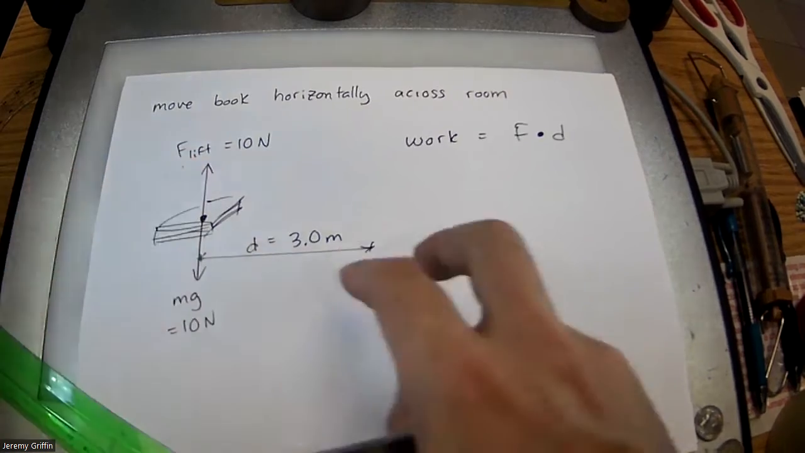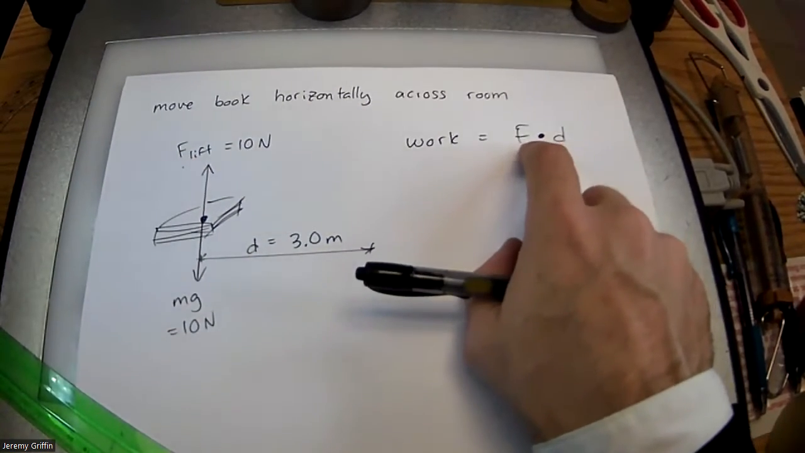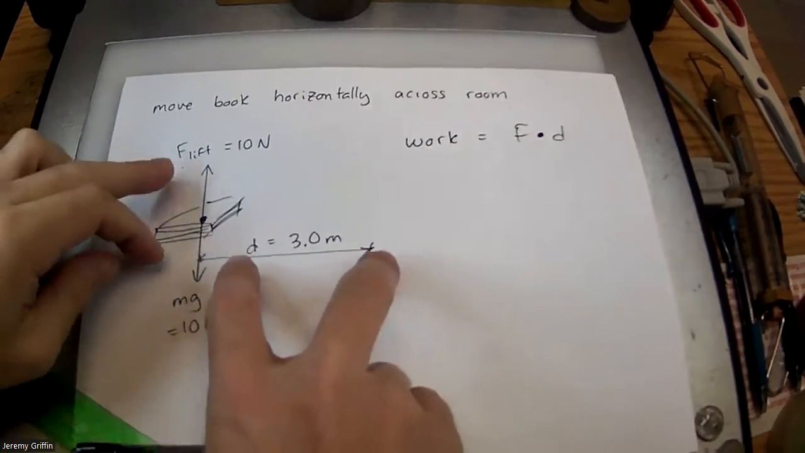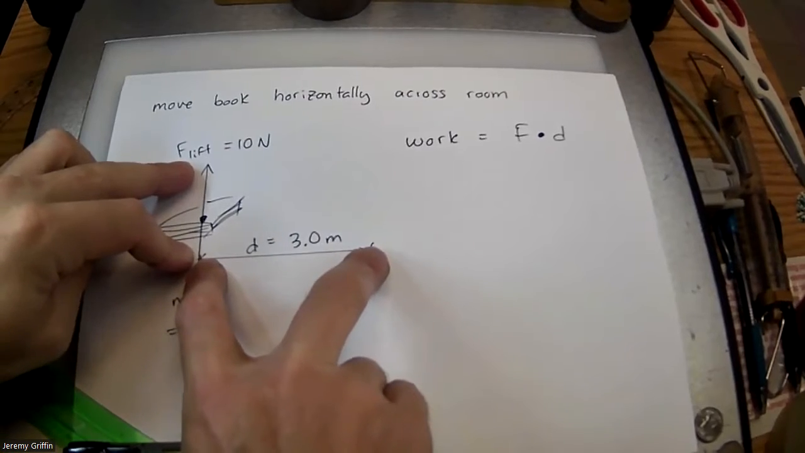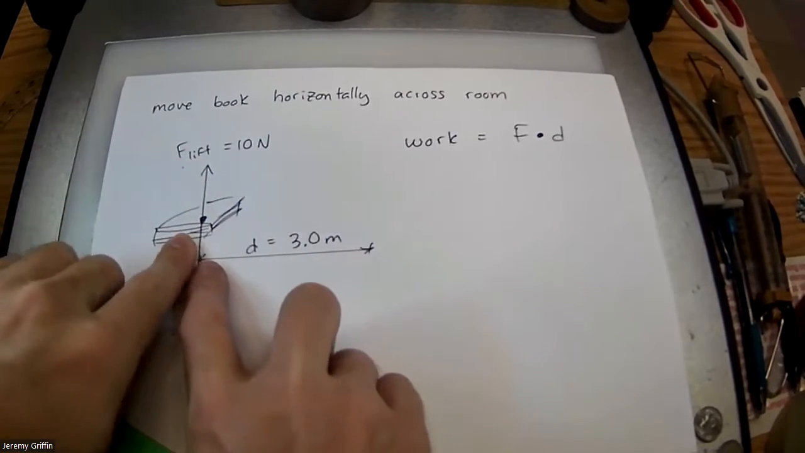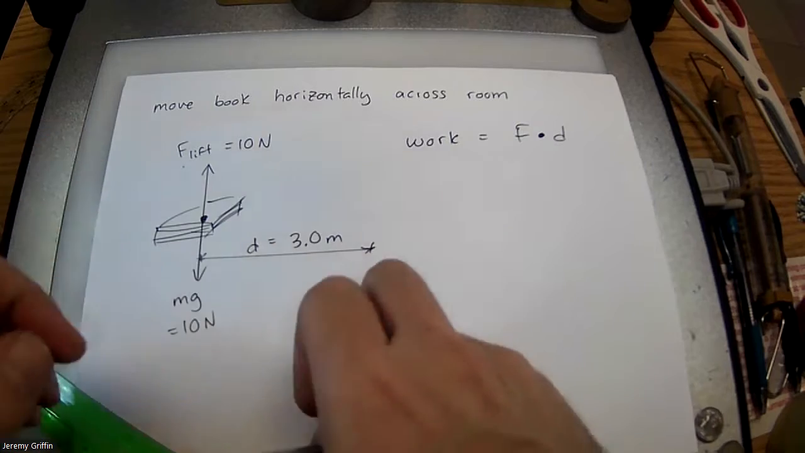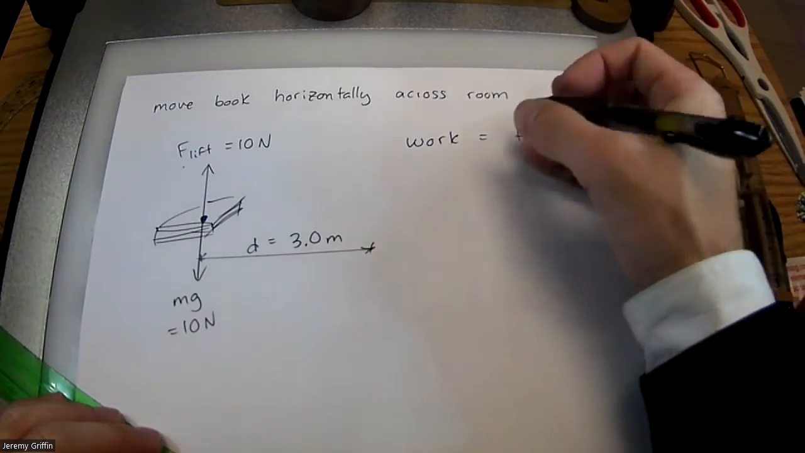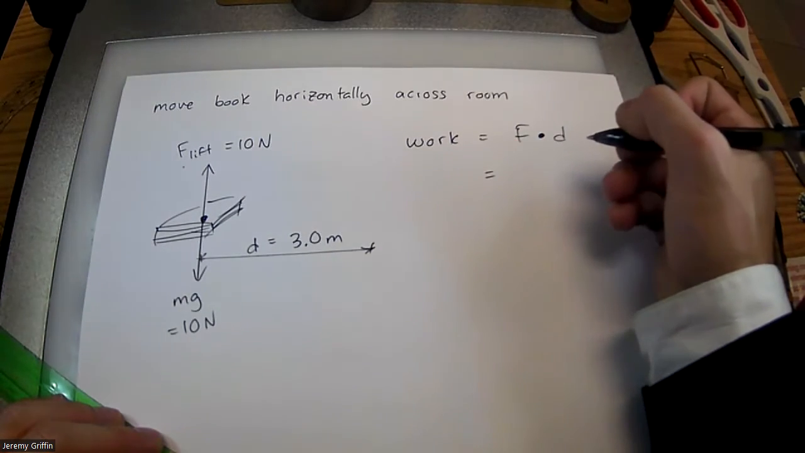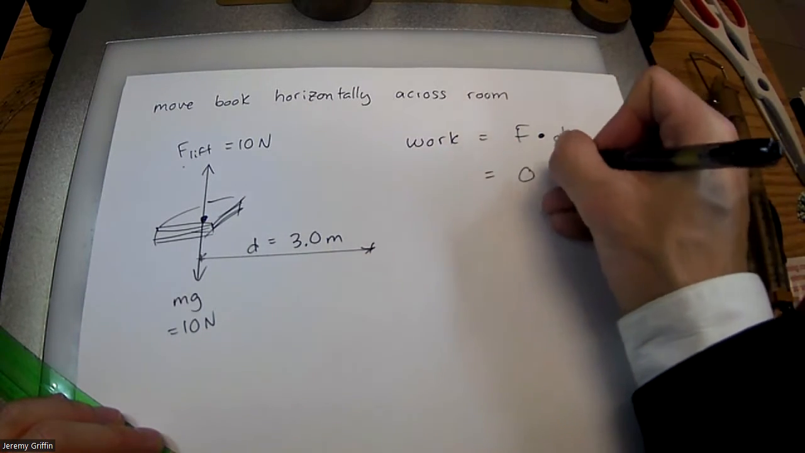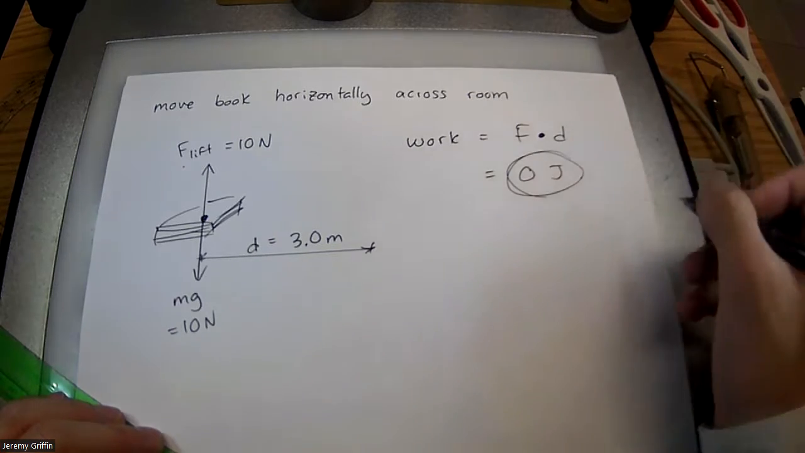You see that? The fact that this is a dot product means I'm only multiplying together parallel components, but if they're perpendicular, there's nothing that's parallel at all. So the way that I'm pushing it and the way that it's moving have nothing to do with each other. So what's the answer? How many joules of work did I do moving the book across the room? 0 joules.